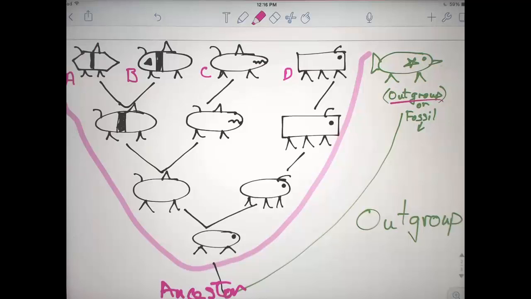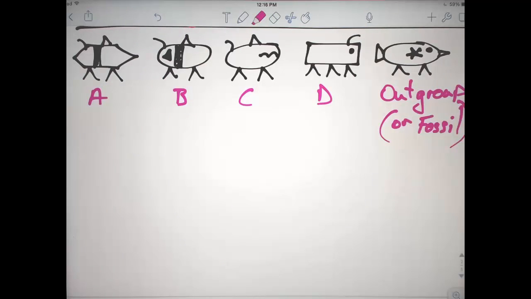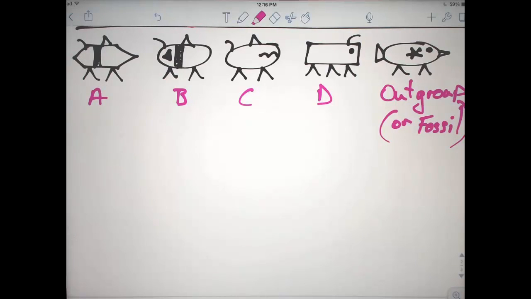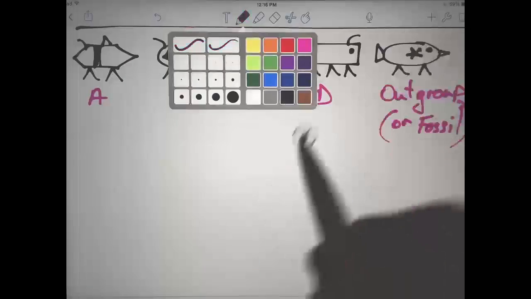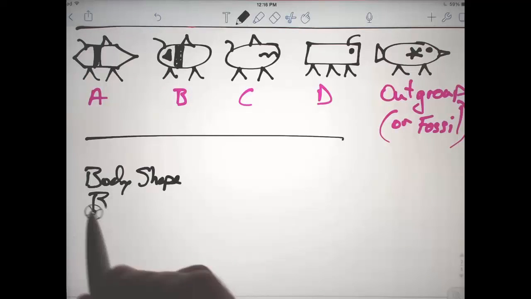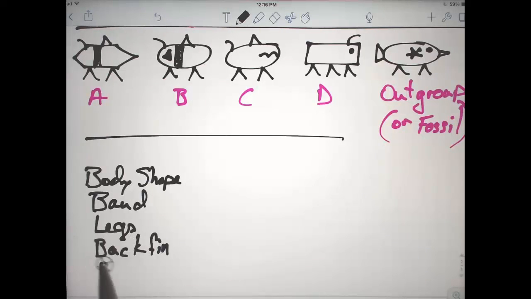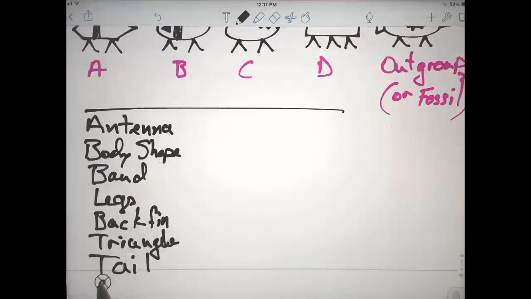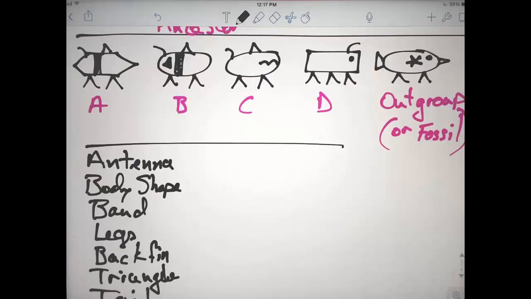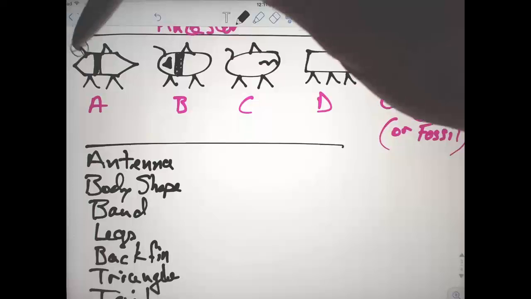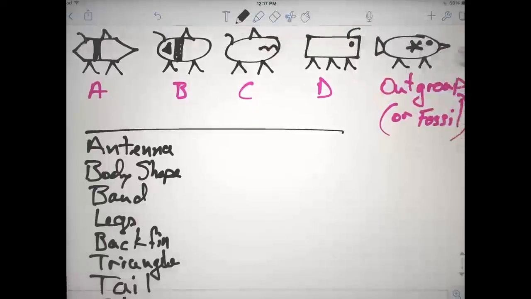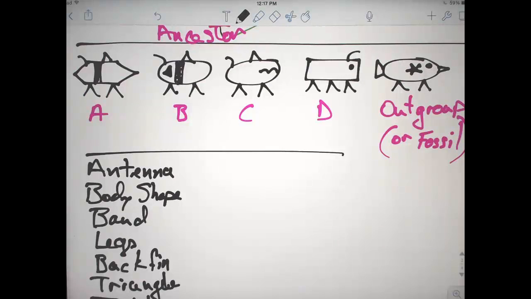the star, the tail. The problem, of course, is that we have only what we see in the present, A, B, C, and D, and the outgroup. So if we follow a cladistic analysis, we will be able to recover a phylogeny. We start by listing all the traits. So we have body shape, band, legs, back fin, triangle, antenna, tail, star, beak, tail fin on the outgroup, mouth on C. Now we check. We have antenna, body shape, band, legs, back fin, triangle, star, beak, and tail fin, and that should be complete.